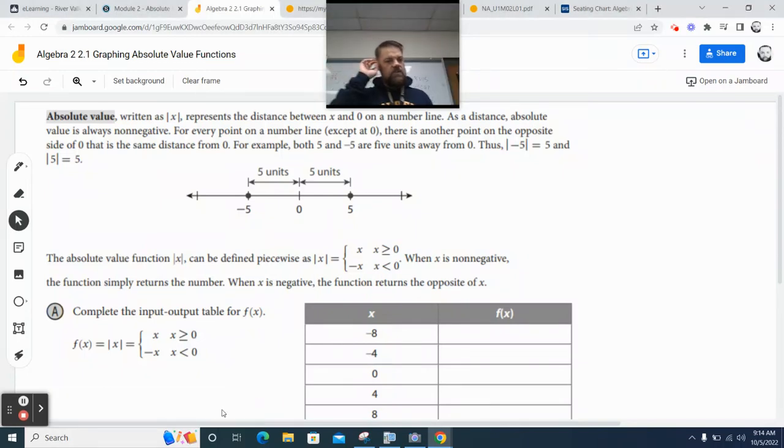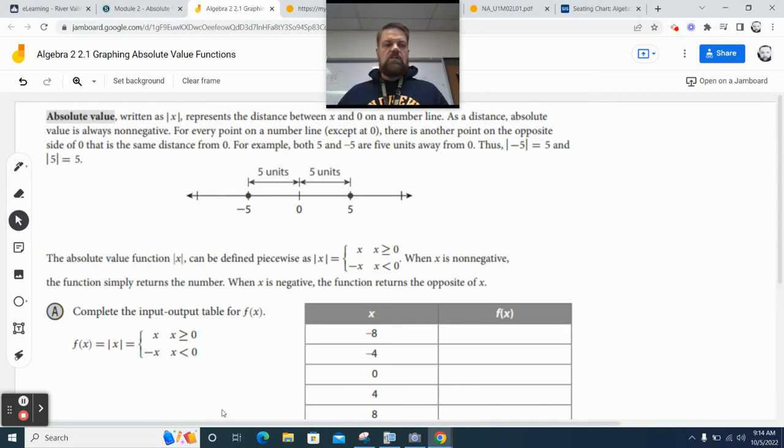So we're going to start doing absolute values. And so just kind of refreshing what absolute value means. I'm just going to read right from the textbook. The concept of absolute value should be somewhat of a refresher, but we're going to graph the absolute value functions, and that's what I'm teaching, the new stuff. It says written as the absolute value of x.